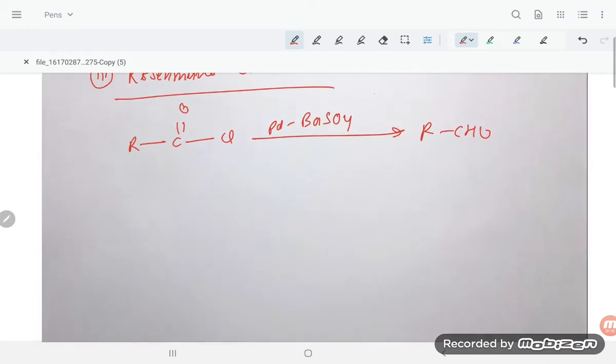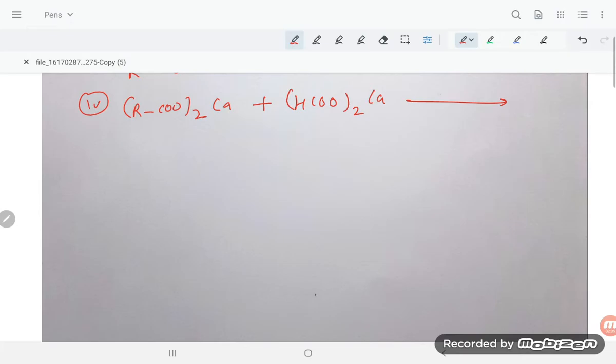Now what will you get by dry distillation of the calcium salt of an acid? Okay students, that is the fourth method. You take the calcium salt (RCOO)2Ca together with the calcium formate (HCOO)2Ca, and you do distillation. CaCO3 is getting out, students. So it will give the product RCHO.